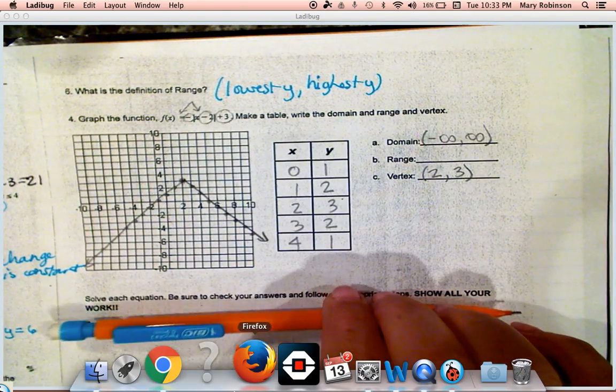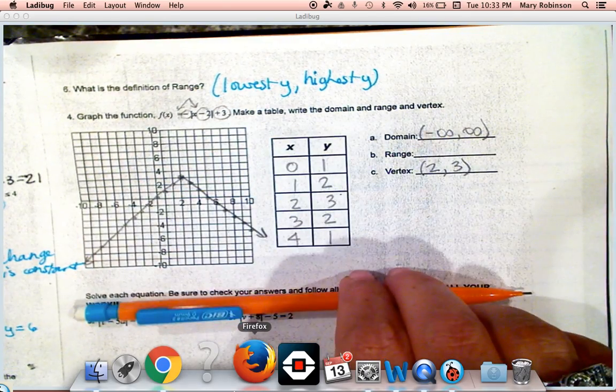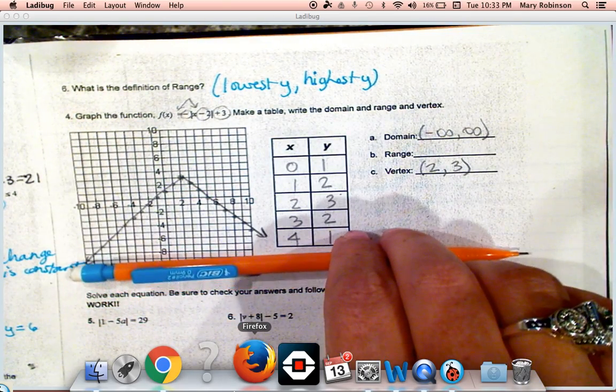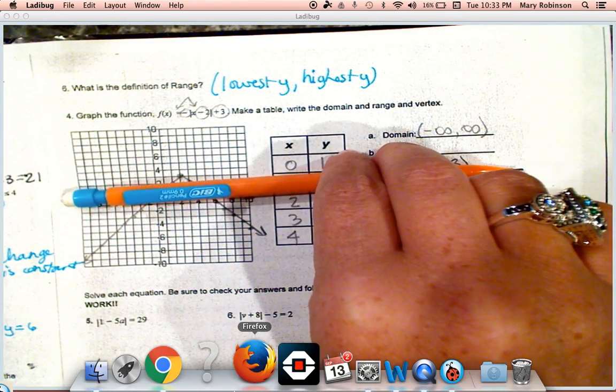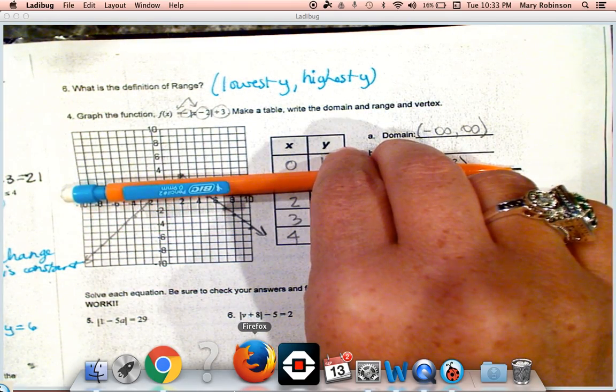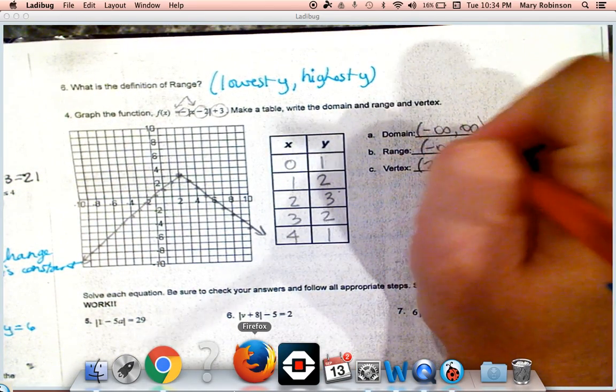However, your range, just like we defined earlier, is your lowest y to your highest y. So for this graph, if we move our pencil from the bottom up to the top, you notice that it's coming from -infinity, so that's our lowest y, -infinity, but our highest y stops here at 3. So our range is going to be from -infinity to 3.